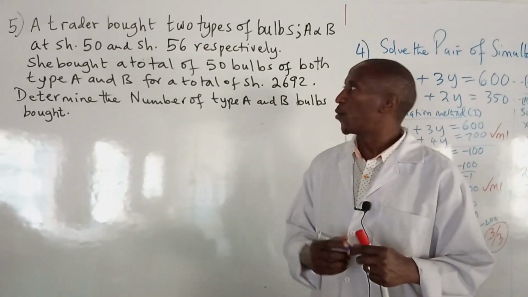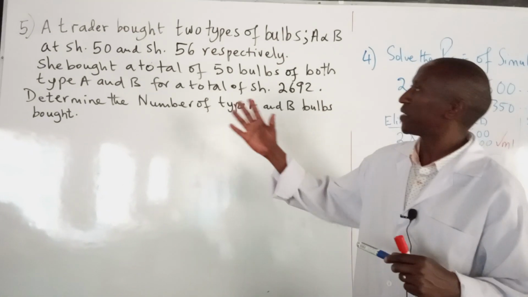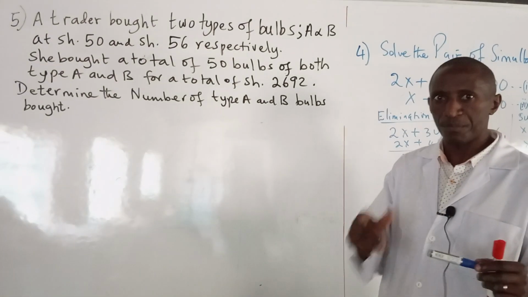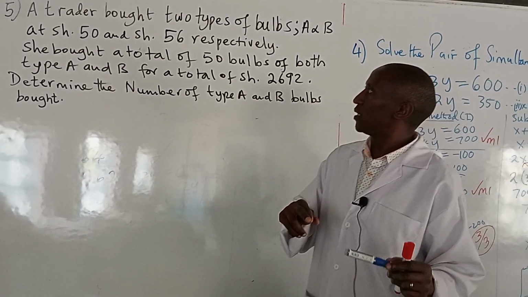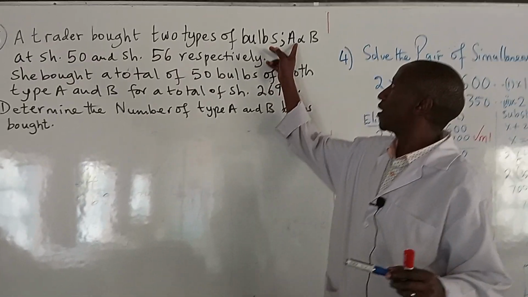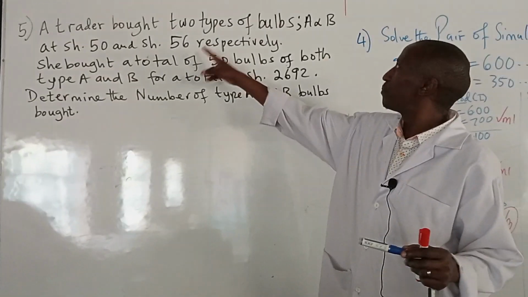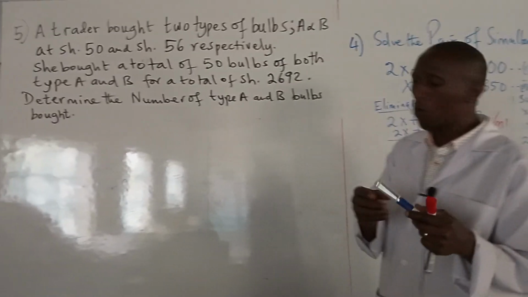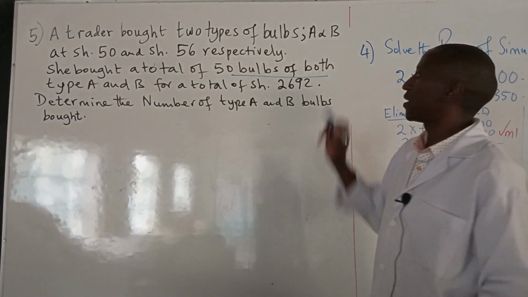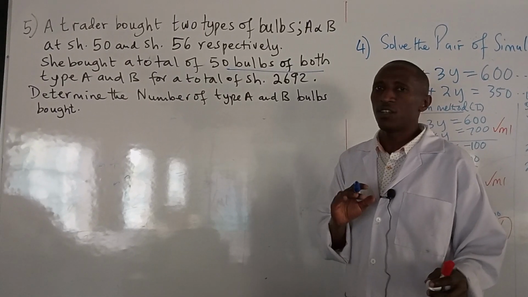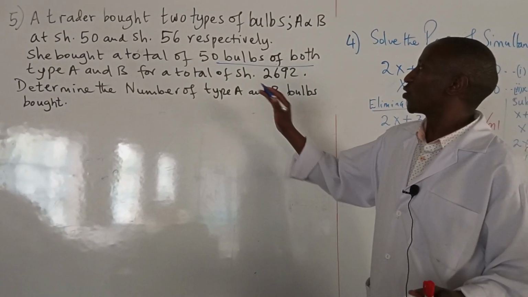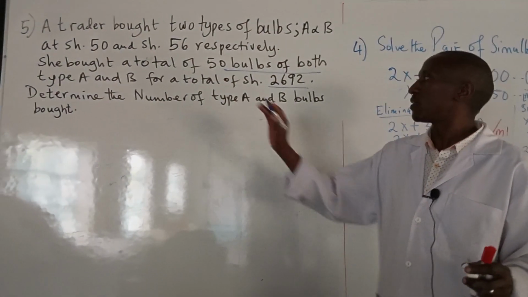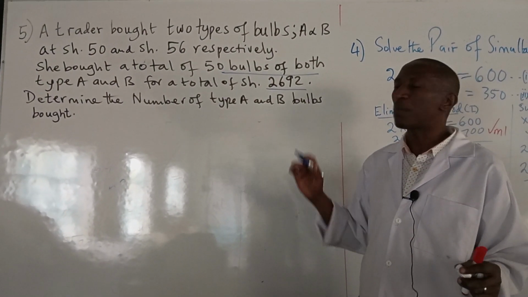Viewers, welcome back. We look at question number 5, and it reads, a trader bought two types of bulbs, A and B, at shillings 50 and 56 respectively. So A costs 50 bob, B costs 56. She bought a total of 50 bulbs of both type A and B, for a total of shillings 2,692. Determine the number of type A and type B bulbs bought.